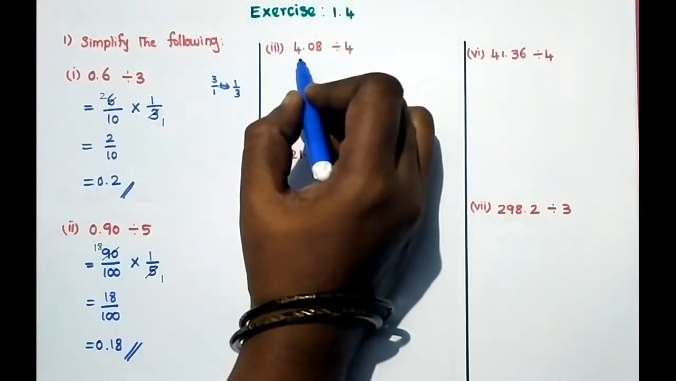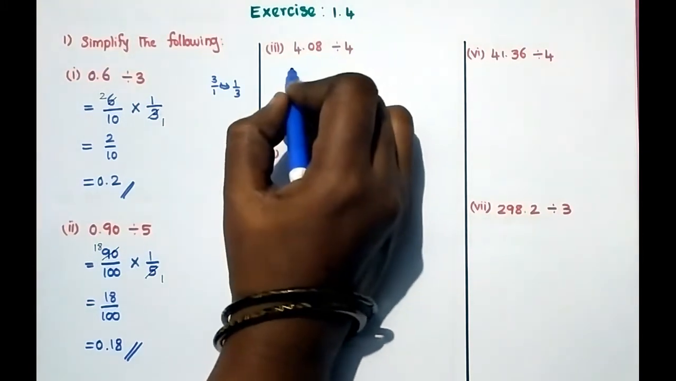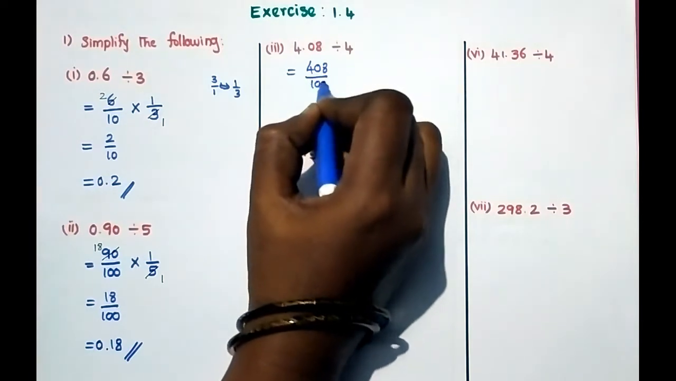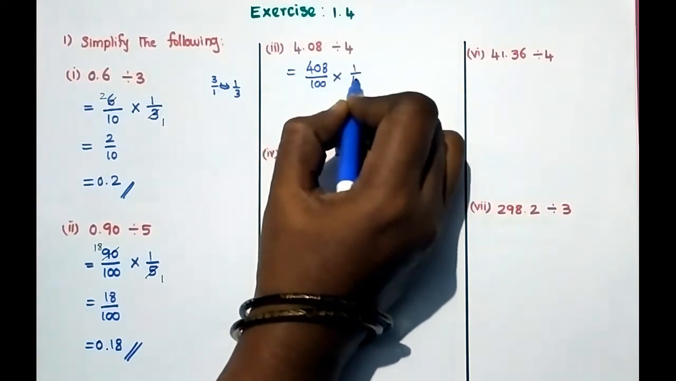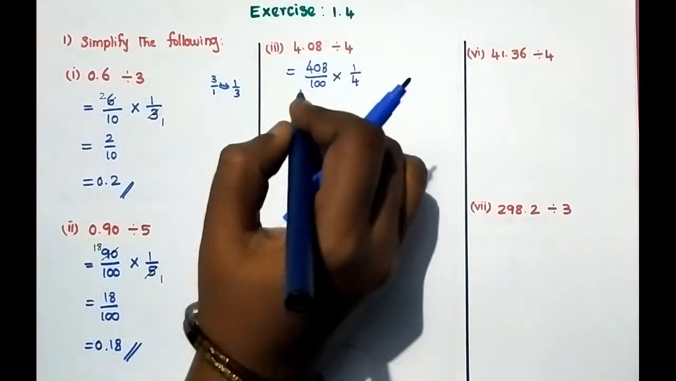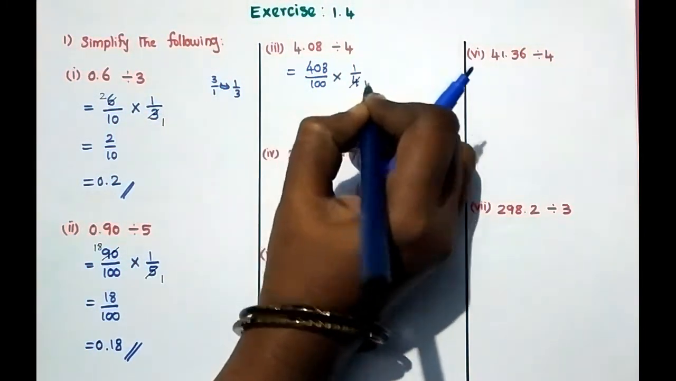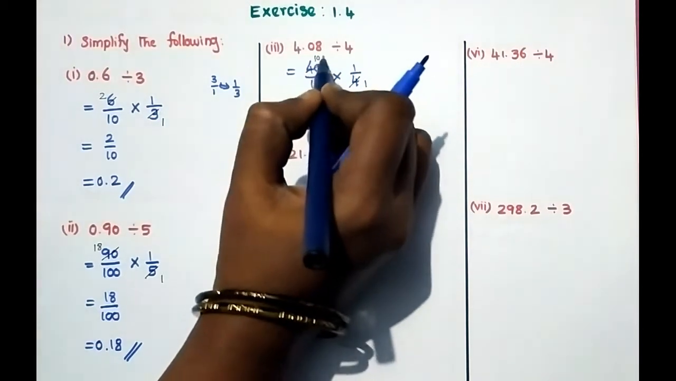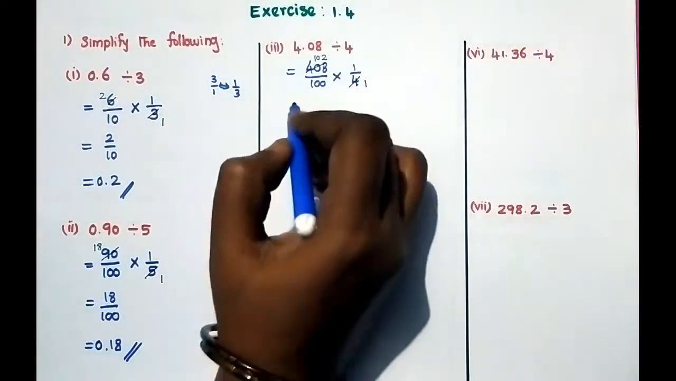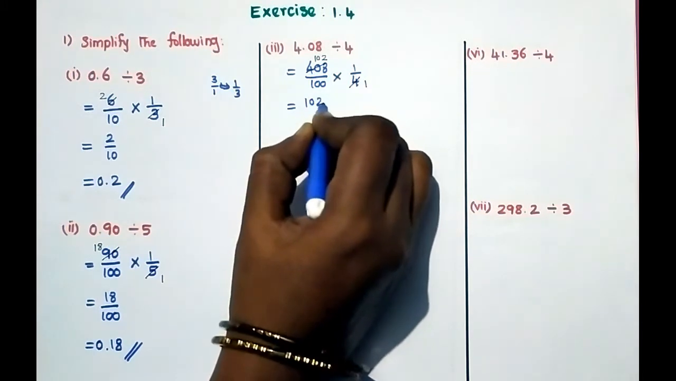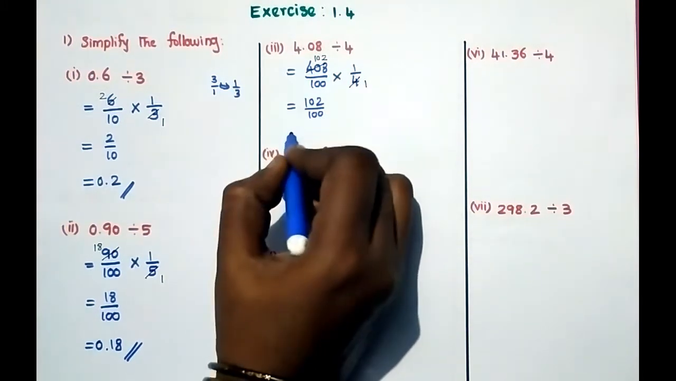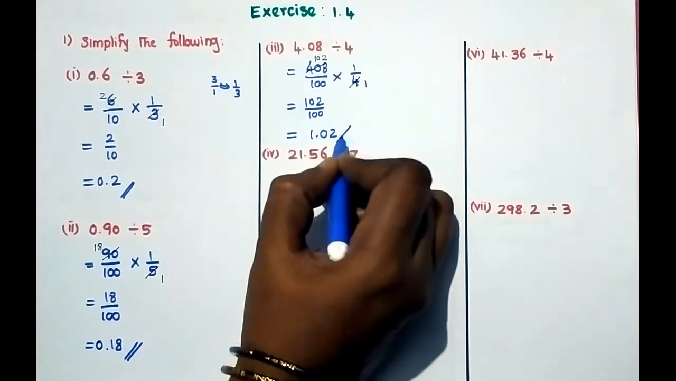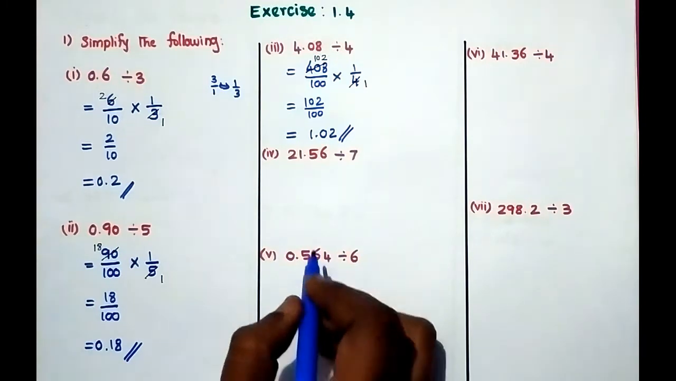Next one, 4.08 divided by 4. Write down in fraction, 408 divided by 100 into 1 by 4. Cancel these numbers. 4 1 is 4. Here 10 4s are 40. 2 4s are 8. So 102 divided by 100. 1.02 is the answer.